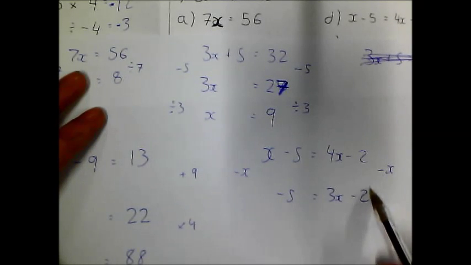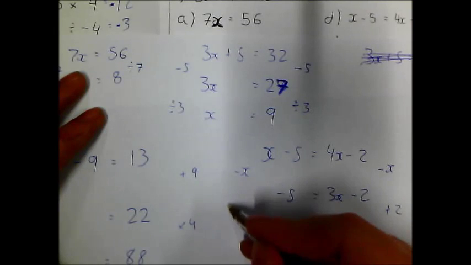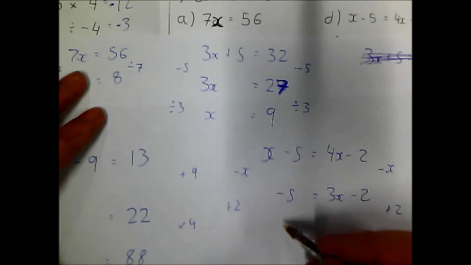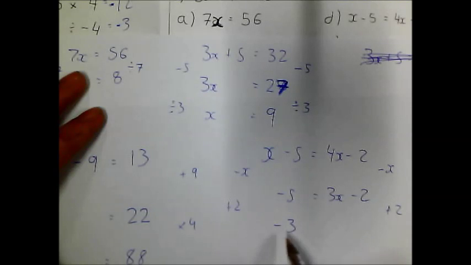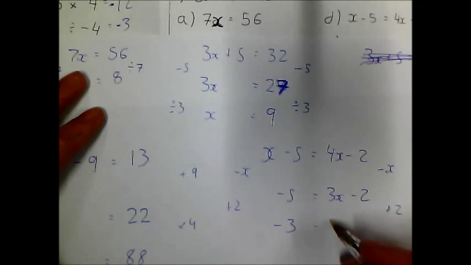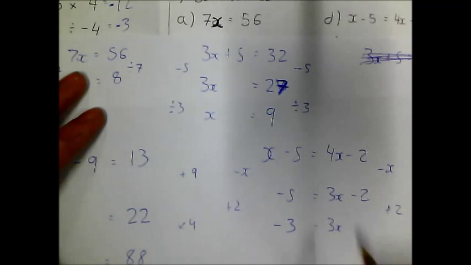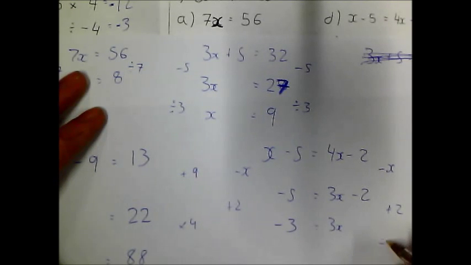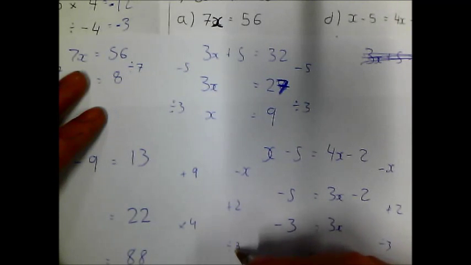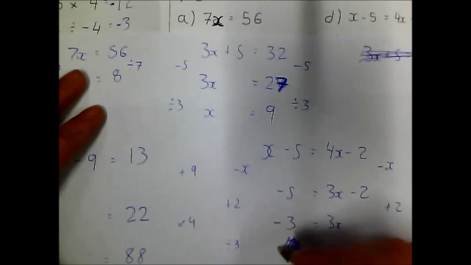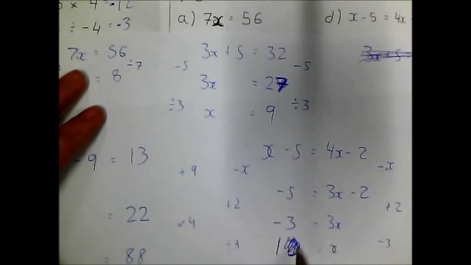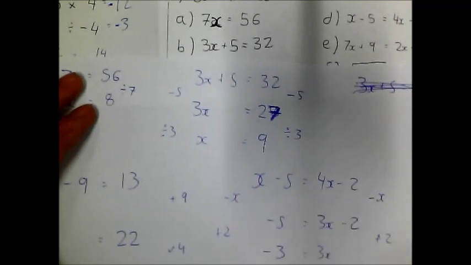Okay, I'm now going to get rid of this negative 2 by doing a positive 2 to both sides. And I'm going to get negative 3, just be careful here, negative 5 goes towards 0 if you add 2, equals 3x. And now I get rid of this positive 3 by dividing by 3. So x equals positive 3. Positive 1, beg your pardon. Because negative 3 divided by 3 is 1.